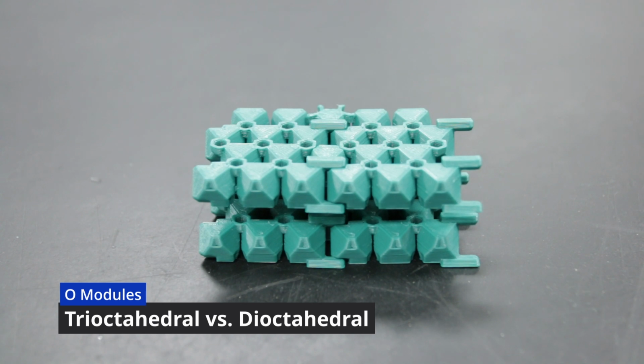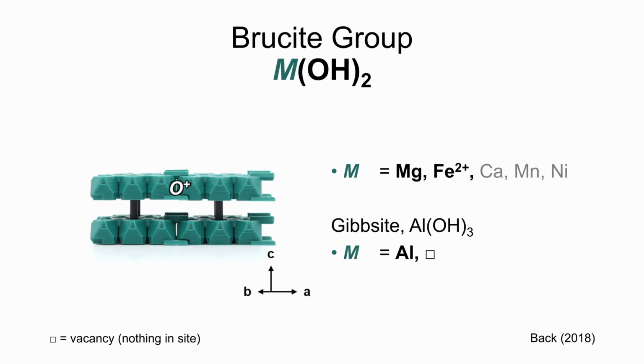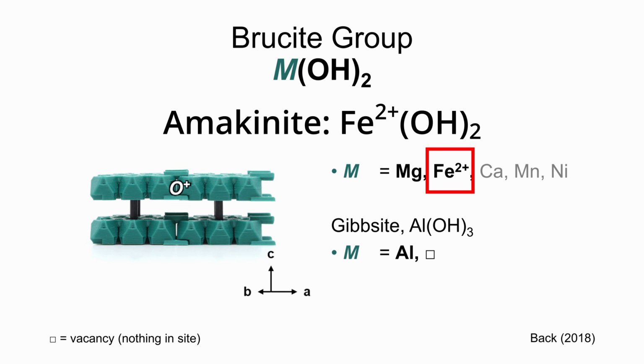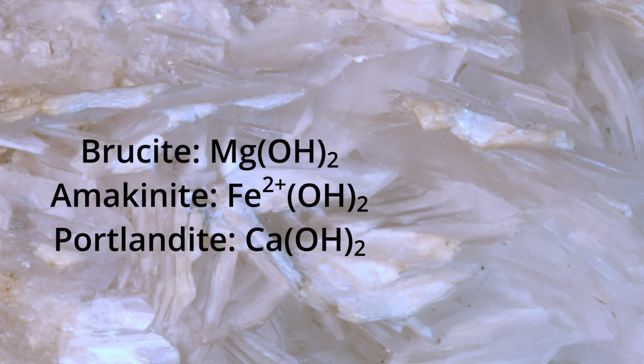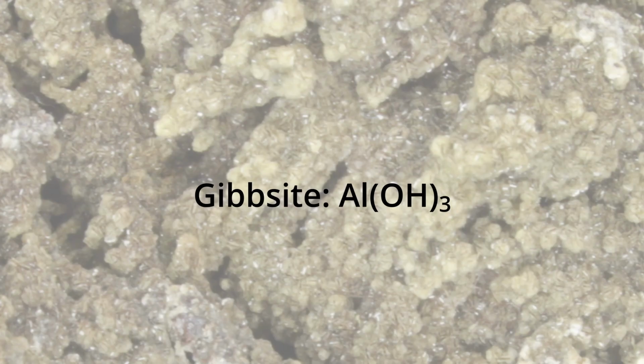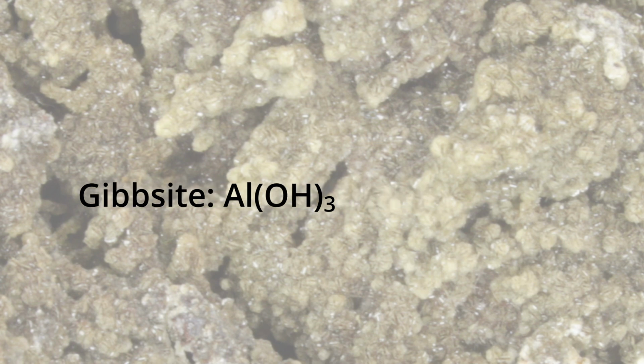The Brucite group consists of infinite sheets of O modules, and in the case of Brucite, each of these octahedral M sites are filled with magnesium cations. Ferrous iron and calcium can also substitute in these sites, producing amakinite and portlandite, for example. Of the three elements that I just mentioned, all of them have a charge of +2. Gibbsite is also a hydroxide, but the element in gibbsite is aluminum, which has a charge of +3.